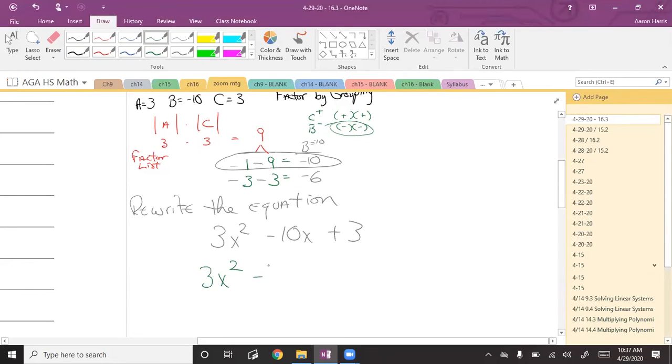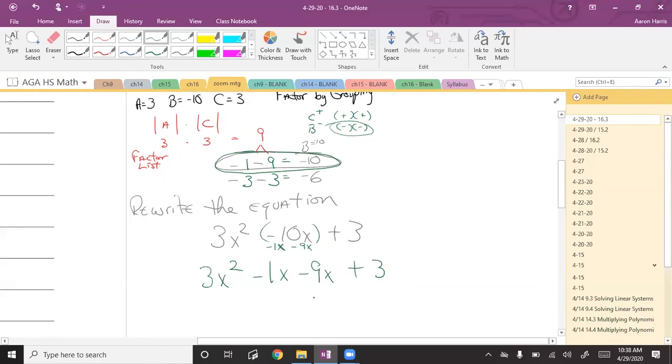So I put -1x minus 9x plus 3. Now look at this. Here's -1x. Here's -9x. -1x and -9x are equal to what? -10. Do you see how we did that? So we have -1, -9. That's equal to -10. I'm just rewriting it.